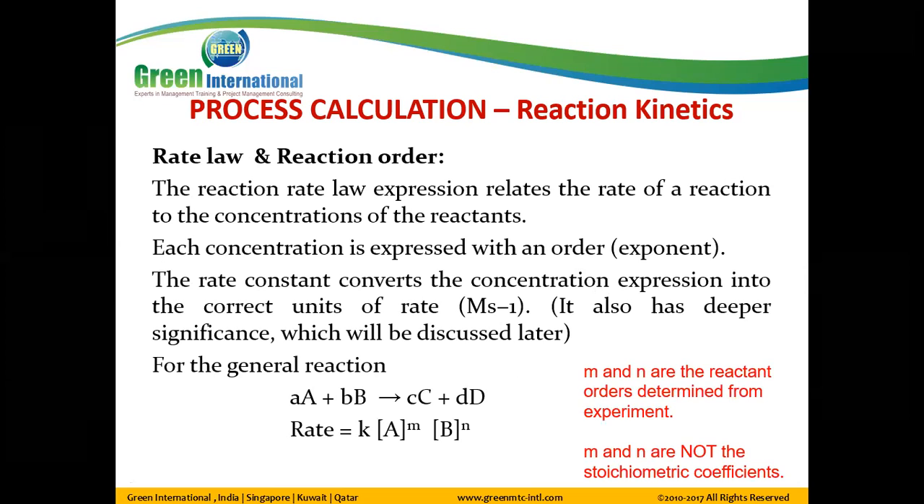Right. So the rate law expression relates the rate of reaction to the concentration of reactants. Each concentration is expressed with an order. The rate constant converts the concentration expression into moles per second, that's a general unit. So the reaction rate is the rate constant times concentration of A to the power of m, concentration of B to the power of n. This m and n are not stoichiometric coefficients. They are determined experimentally.